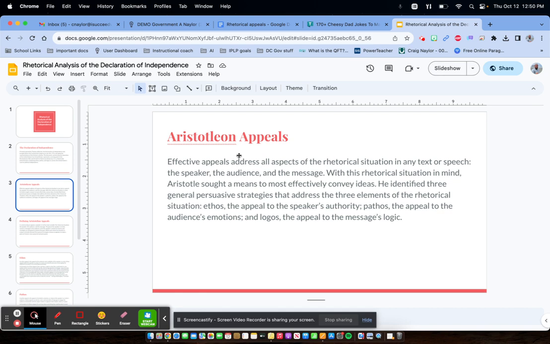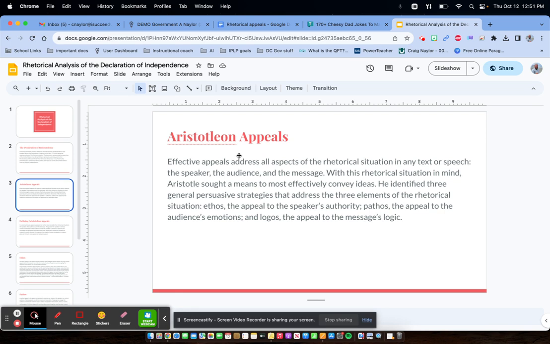Ethos, pathos, and logos are what are called Aristotelian appeals. These are from Aristotle, and these are effective appeals that address all aspects of the rhetorical situation in any text or speech. And that's the speaker, the audience, and the message. And those are the three aspects.